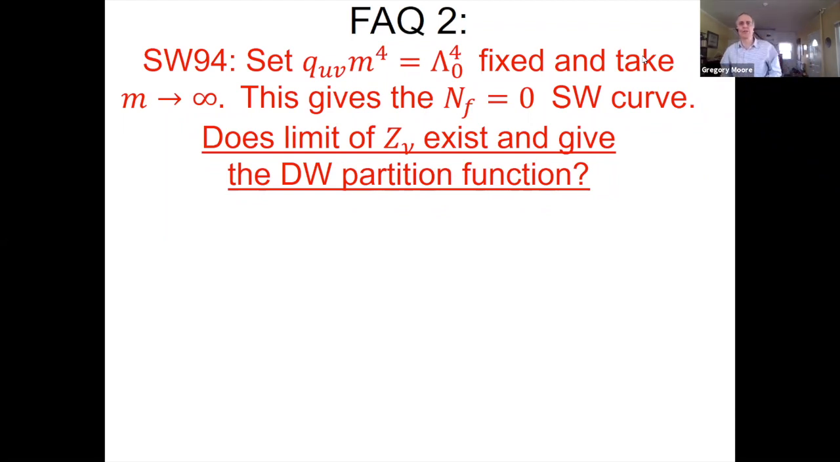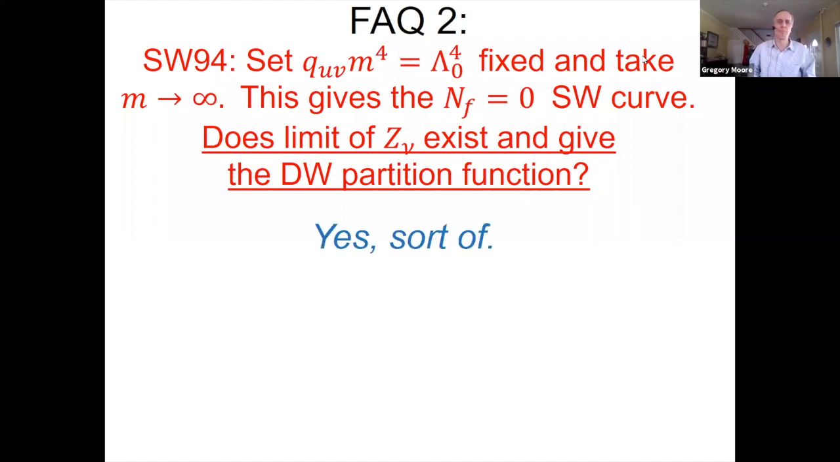Technically, you take QUV times m to the fourth, you set that equal to lambda naught to the fourth, where lambda naught is some fixed scale, take m to infinity and q to 0. And so the question is, does the limit of our partition function exist and give the Donaldson-Witten partition function? The Donaldson-Witten partition function is the generator of Donaldson invariants that comes from the pure theory.